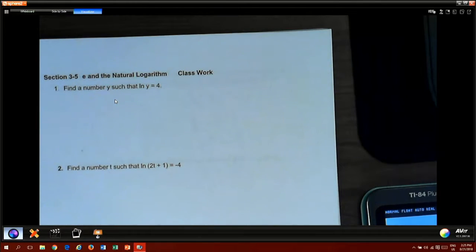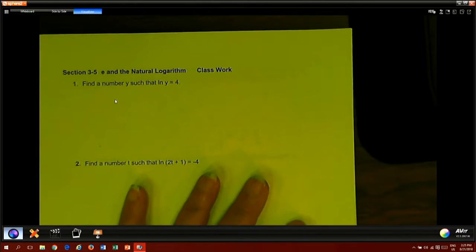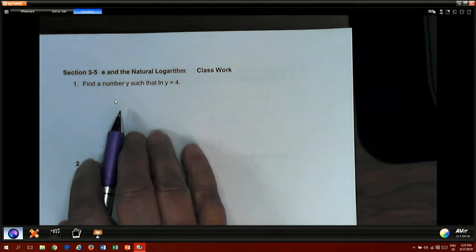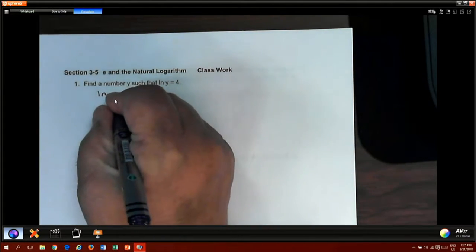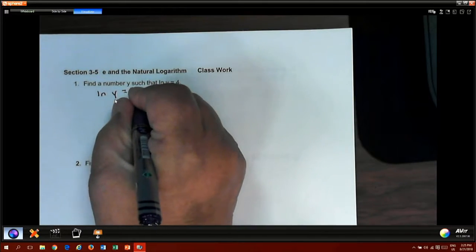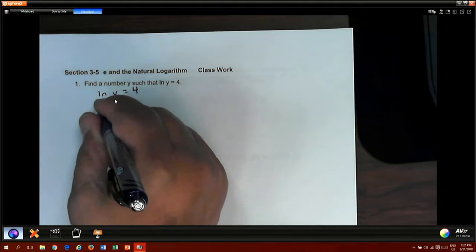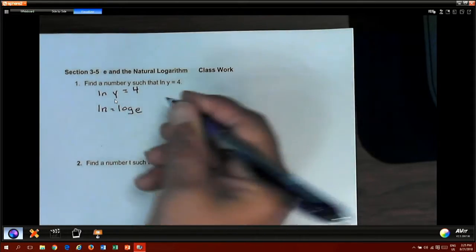Okay, now we're going to talk about e and the natural logarithm. They're called natural logarithms because they have applications in nature. So we want to find y such that ln of y equals 4. Well, just like log without a base is log base 10, ln is log base e.